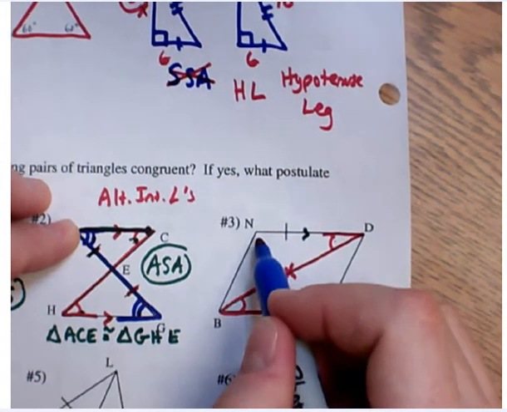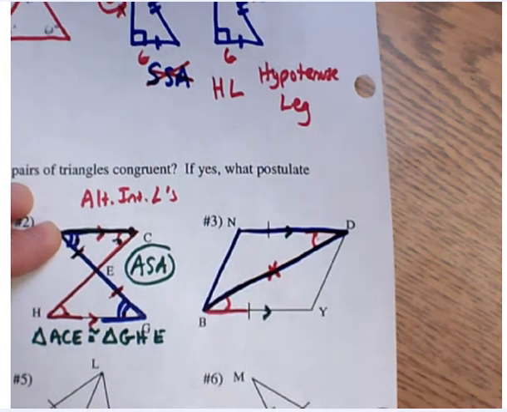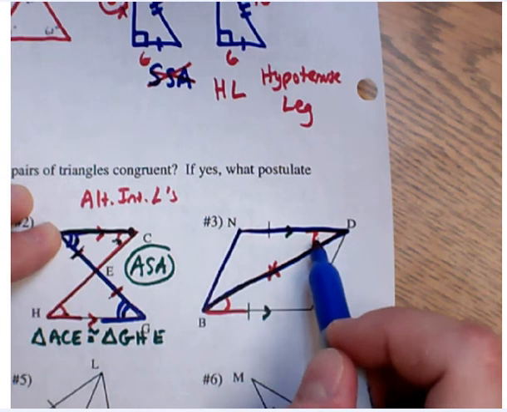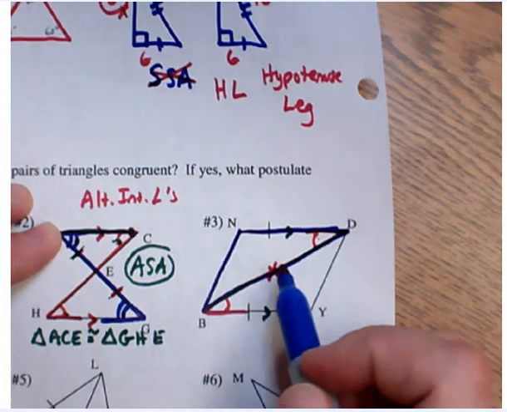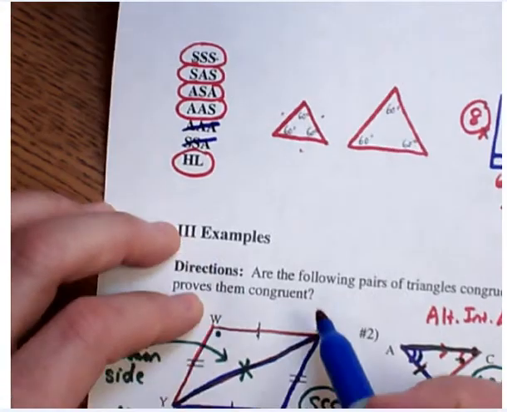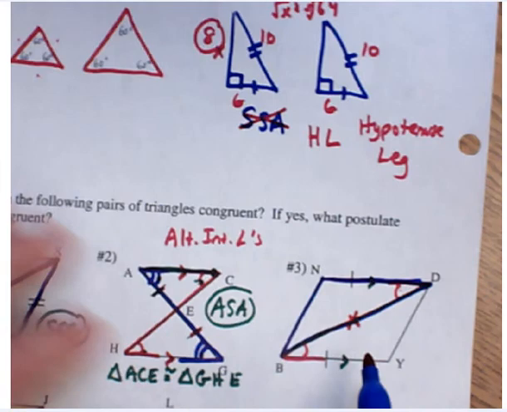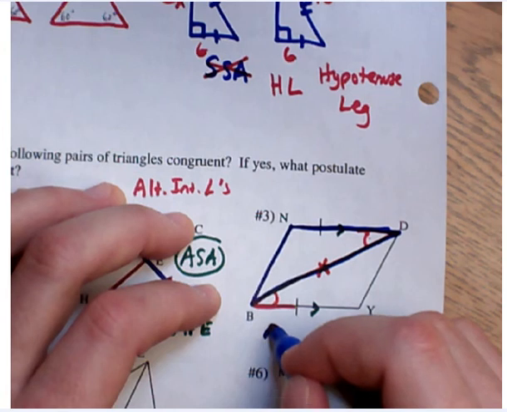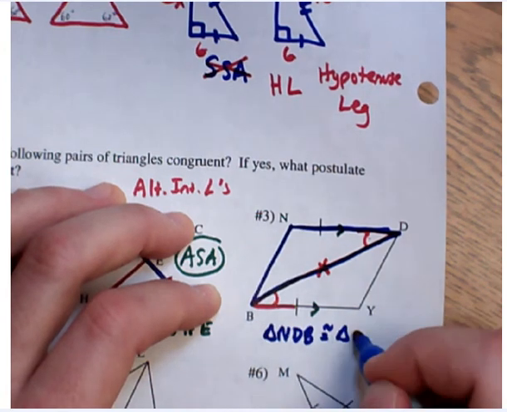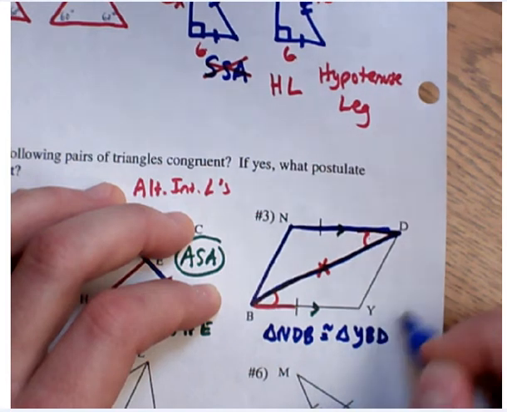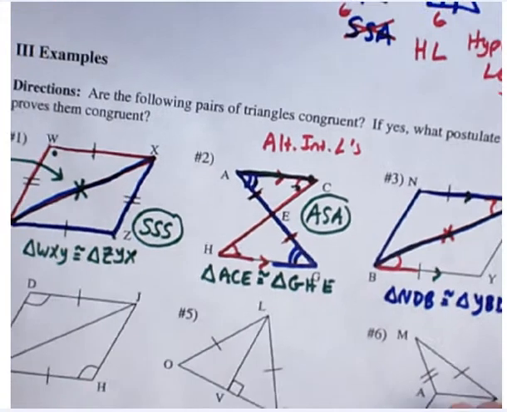Okay, now we've got 3 pieces of information here. Look at the blue triangle. You have 2 sets of sides and an angle. Where's the angle? It's between the 2 sides. It's included. So look at our list here. Angle between the 2 sides is SAS. So what we'll say here for the answer, we can say triangle NDB is congruent to triangle YBD, and that's SAS. Okay, we'll do a few more examples here.